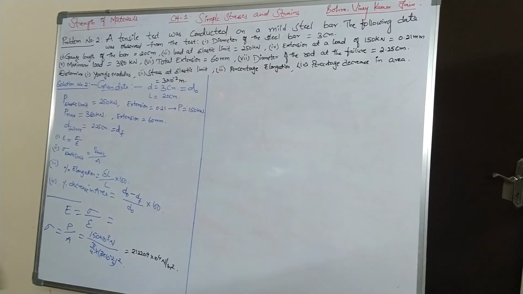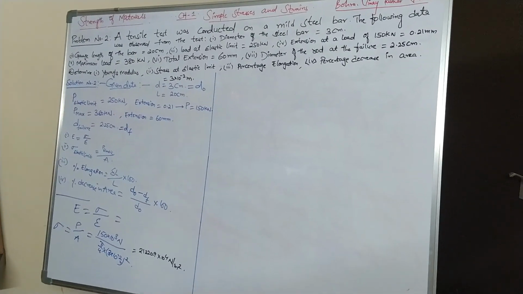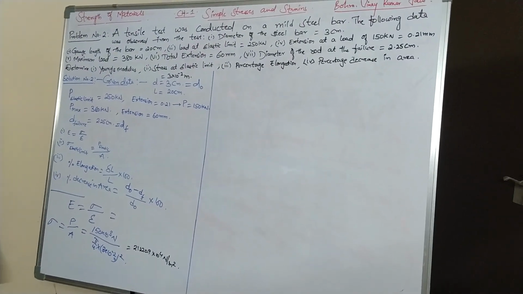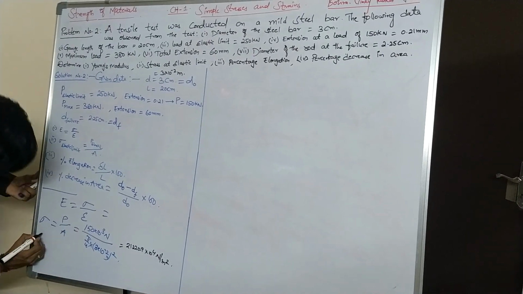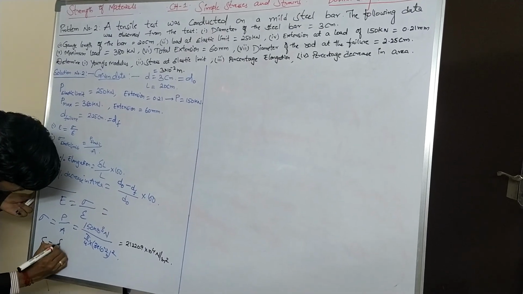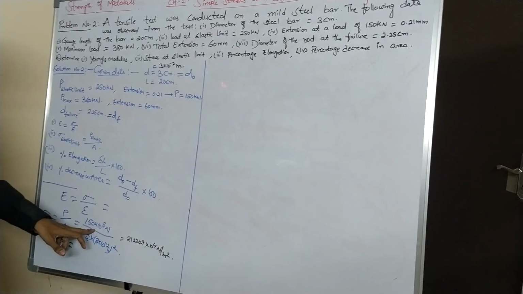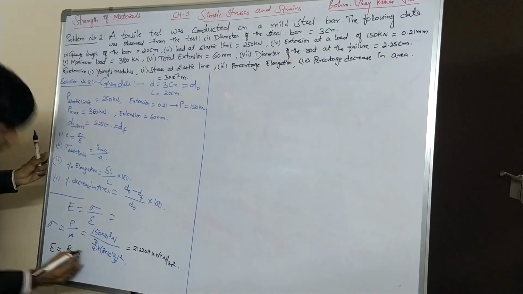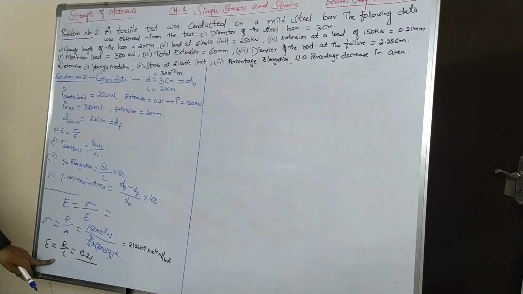So what is strain? How you will calculate strain? Change in length by original length. So change in length is nothing but your extension, and original length already we know that. So directly substitute here. So strain is change in length by original length. So here loaded extension we have taken. So the loaded extension is how much? 0.21 millimeter. So 0.21 by original length.